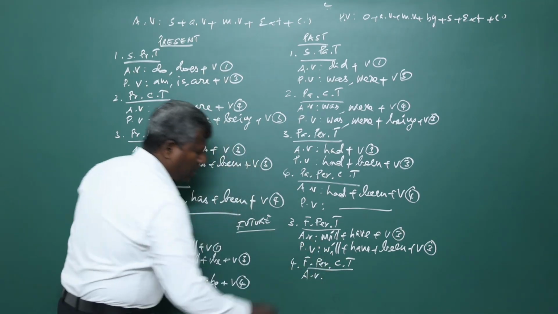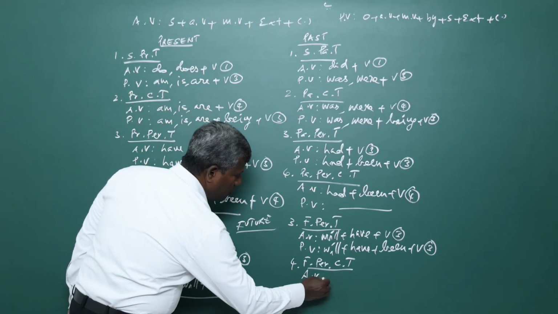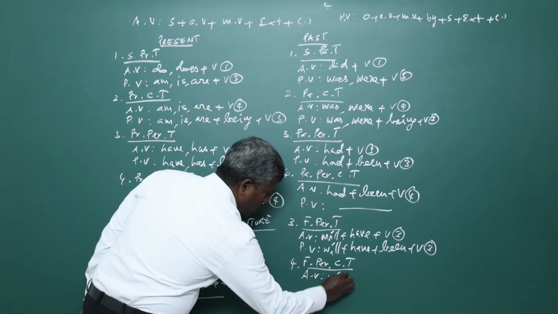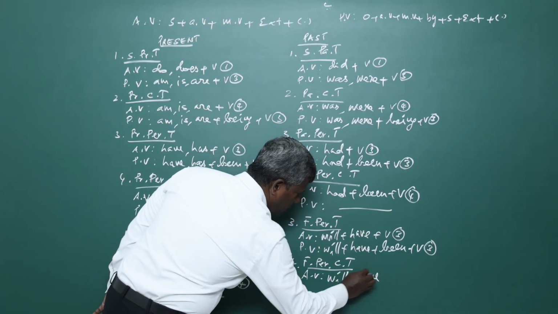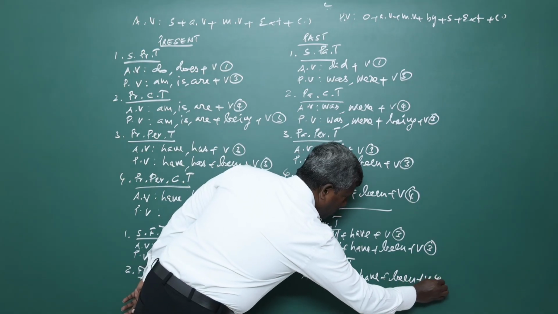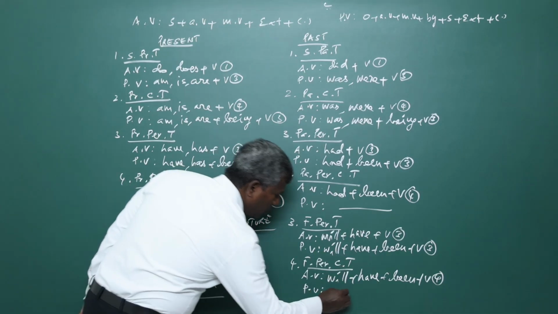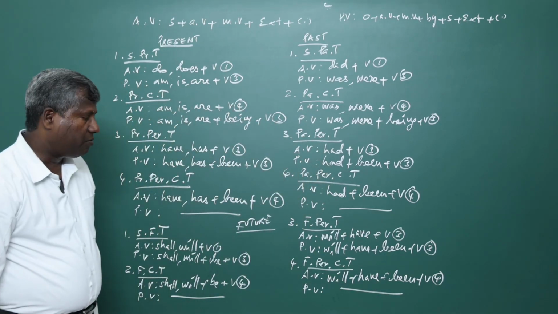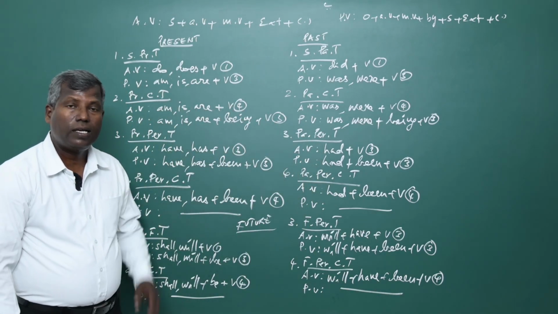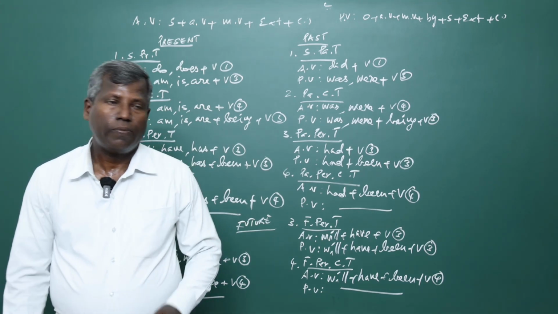So, what are the auxiliary verbs we use here for active voice? Will plus have plus been plus fourth form of the main verb, right? Then passive voice, we don't have a chance to have passive for future perfect continuous tense. Listen, 8 tenses have passive voice among 12 tenses.